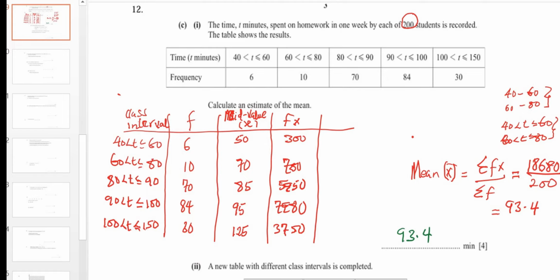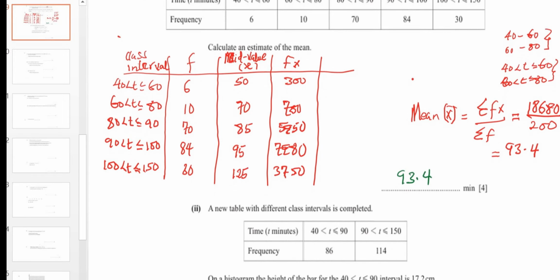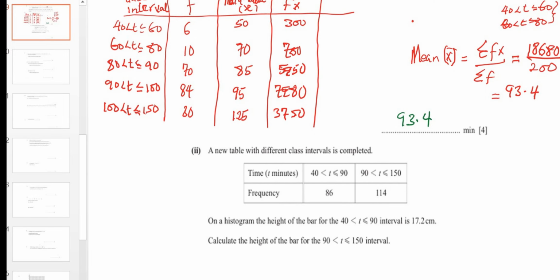All right, then the next question is this. It said in figure 2, a new table with different class interval is completed. And you can see the new table. The class interval is from 40 to 90. The other one is from 90 to 150. The frequency is given, 86, 114 as given above. They say on a histogram, the height of the bar for the first interval, which is 40 to 90, is 17.2. Calculate the height of the bar for the next.